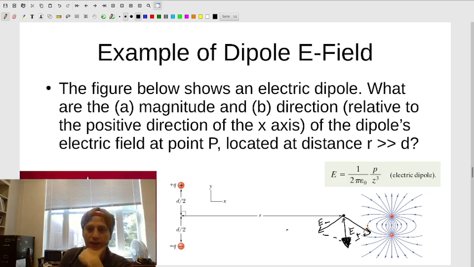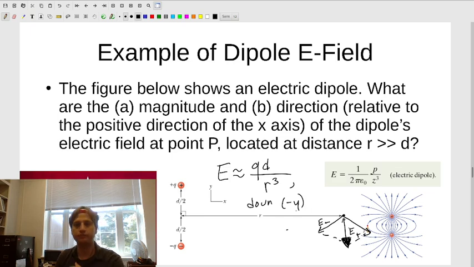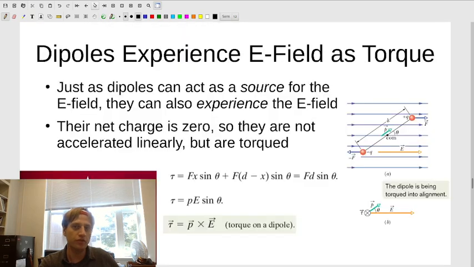On the other hand, it will make it easier if I am able to just use this, because I'll be able to say that the magnitude of that field is going to be very close to the dipole moment, which is just q times d, over how far I am from the center of the dipole. So that would just be r cubed. Okay, so I have a magnitude and the direction is pointing down in the minus y direction. Or if you like, we could write this as minus j hat. Okay, so that's an example of using the dipole as the source of an electric field.